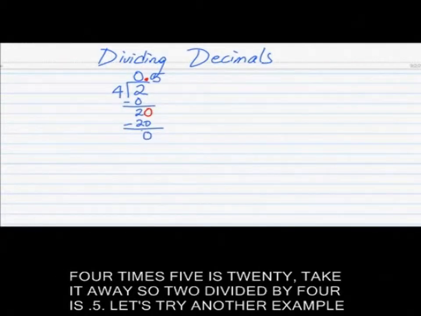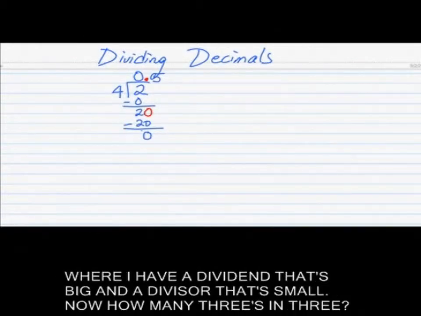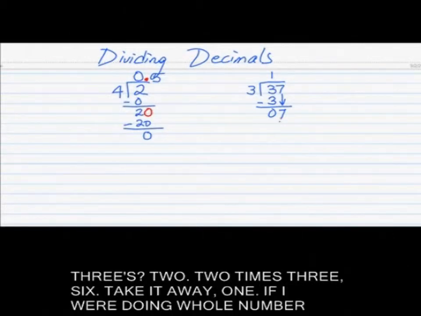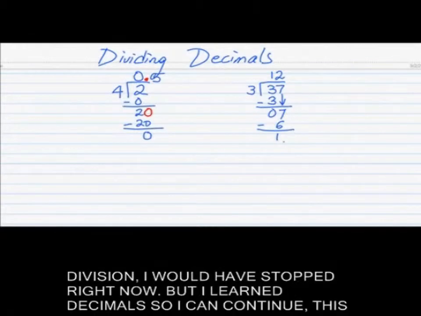Let's try another example where I have a dividend that's big and a divisor that's small. Now how many 3's in 3? 1. 1 times 3 is 3. Take it away. You bring the next one down. 7. How many 3's? 2. 2 times 3 is 6. Take it away. 1. If I were doing whole number division, I would have stopped right now.